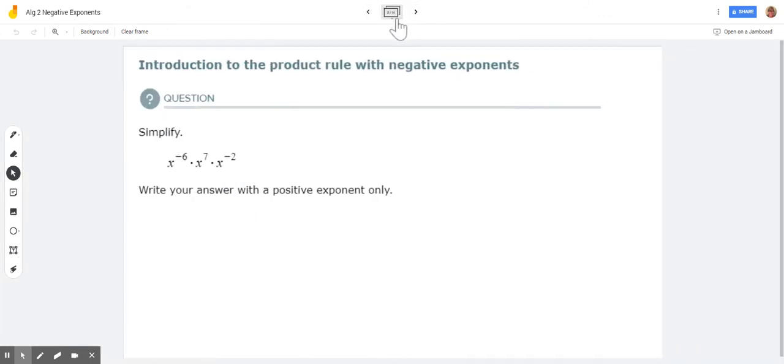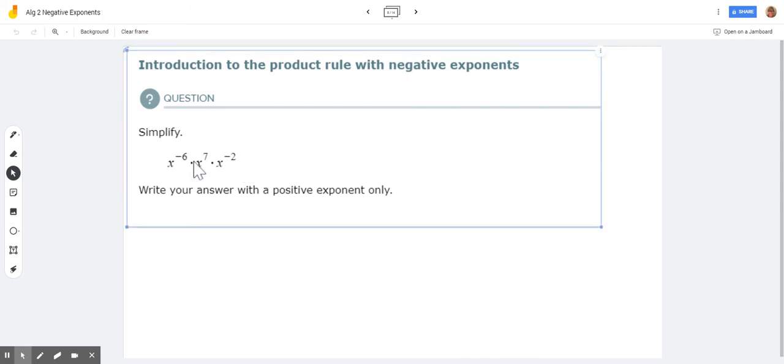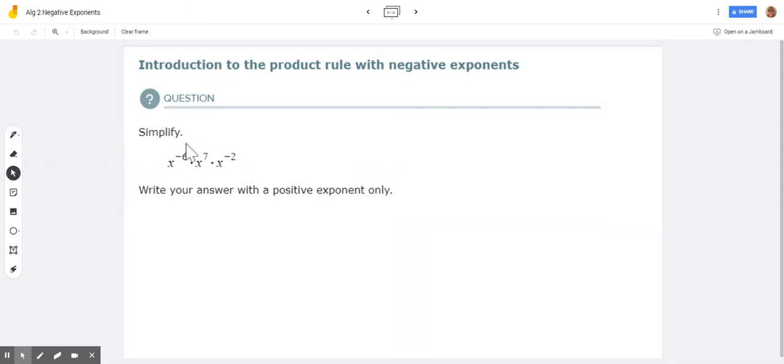Okay, here's another one. Product rule with negative exponents. Just add them. That's all you have to do. So we've got x to the negative 6 plus 7 is 1. 1 minus 2 is negative 1. And that right there is the definition of negative exponents. 1 over x to the power of 1. You don't need to put the 1 because any x is to the power of 1.